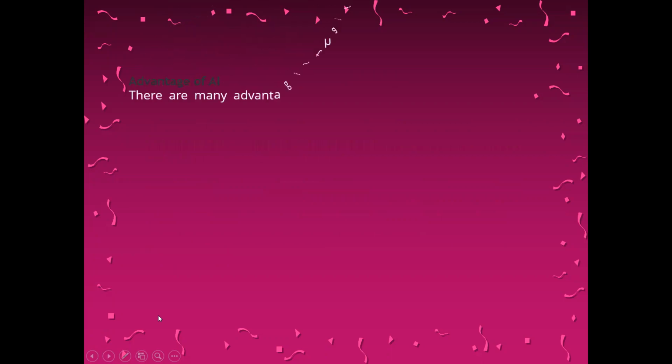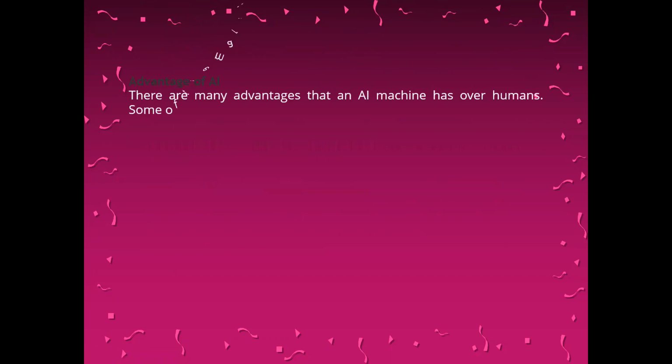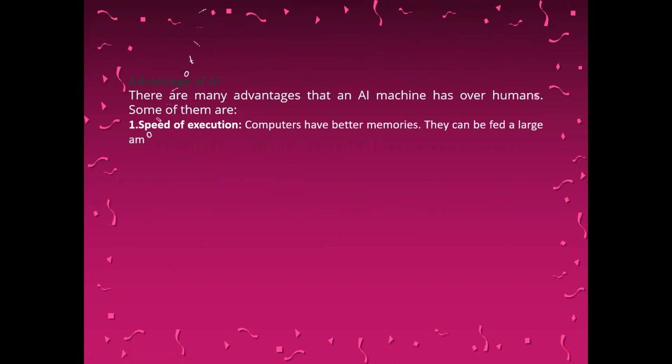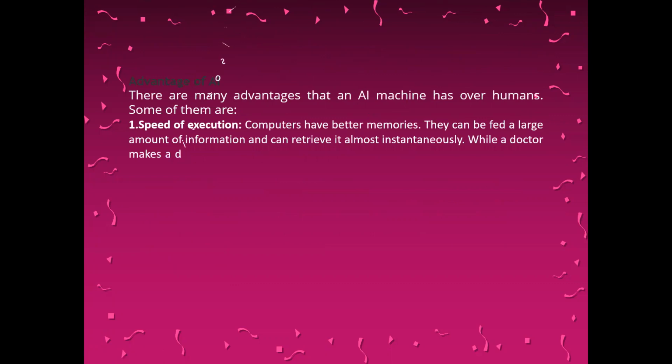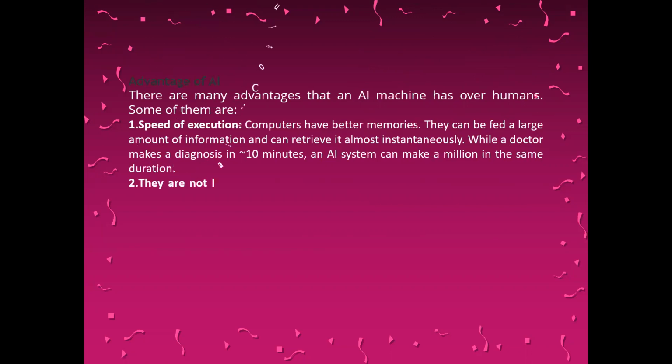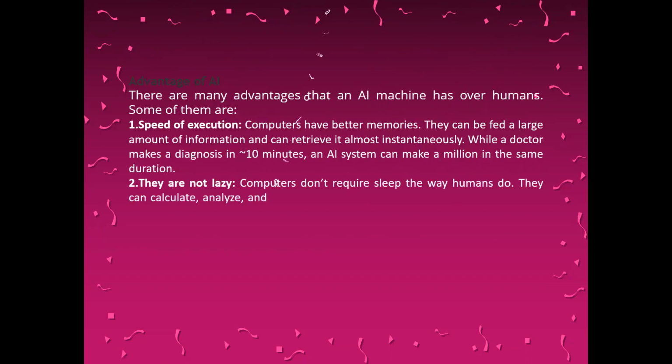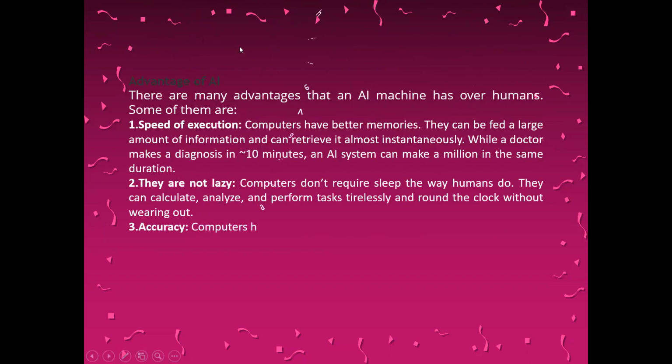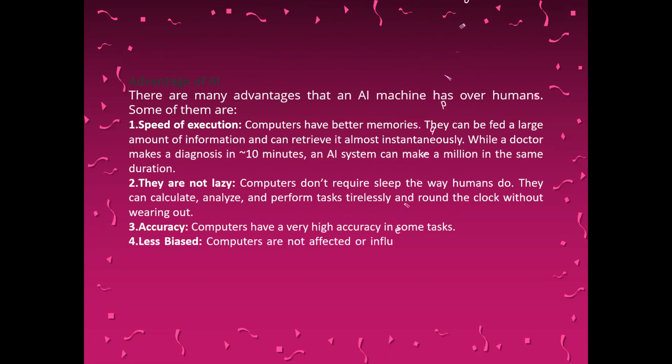Now, what are the advantages of AI? Like I said, there are many advantages that an AI machine has over humans. Some examples are speed of execution. As we all know, a computer has better memory than humans. But who created them? Humans themselves. They can be fed a large amount of information and retrieve it almost instantaneously. While a doctor makes a diagnosis in 10 minutes, an AI system can make a million at the same time. They are not lazy. A computer doesn't require sleep, while humans do. They can calculate and analyze tirelessly and round the clock without wearing out.